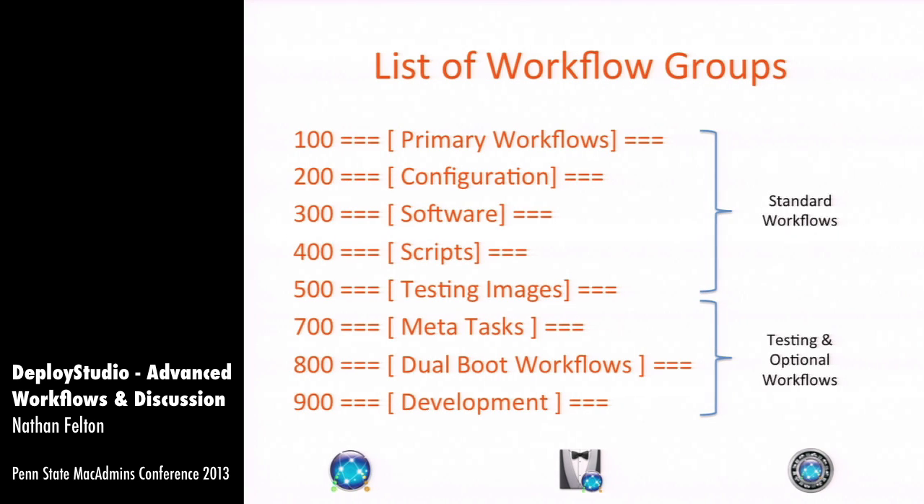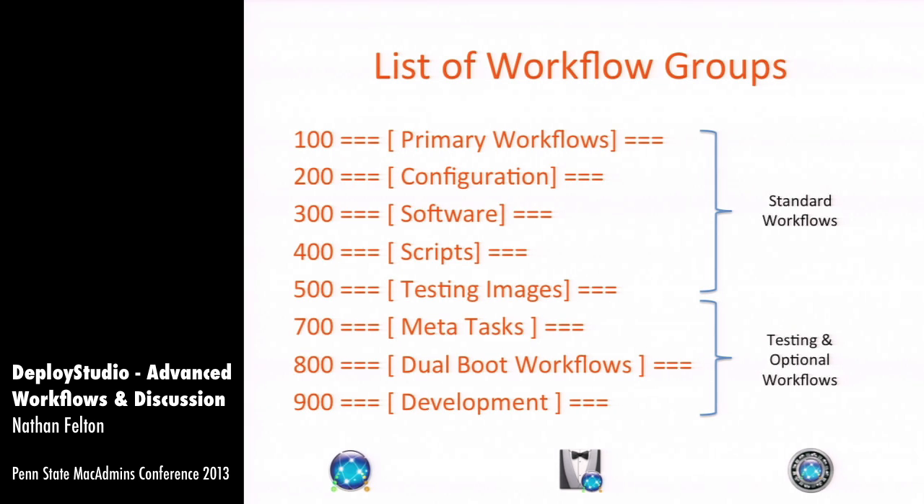So this is how I choose to group my workflows. Now DeployStudio doesn't actually have the ability to group workflows in its own native way. So all I do is I create empty workflows that just have these names. And I gave them kind of a numbering order based on their different groups, based on what they are intended to do.